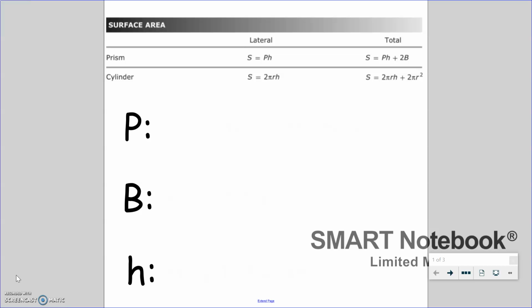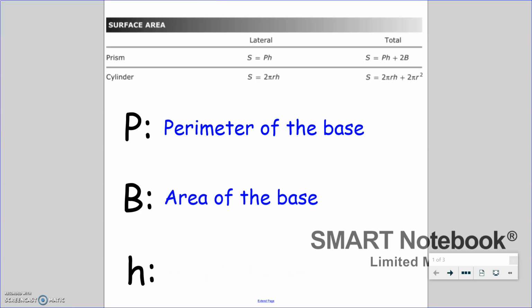So I know it may just look like, oh, big P, big B, but these actually have meaning. Your capital P is your perimeter of the base. So if your base is a rectangle or a triangle, it's the perimeter of that rectangle or triangle or square. Big B represents the area of the base. Okay? Big B represents the area of the base. And H represents the height of the prism.